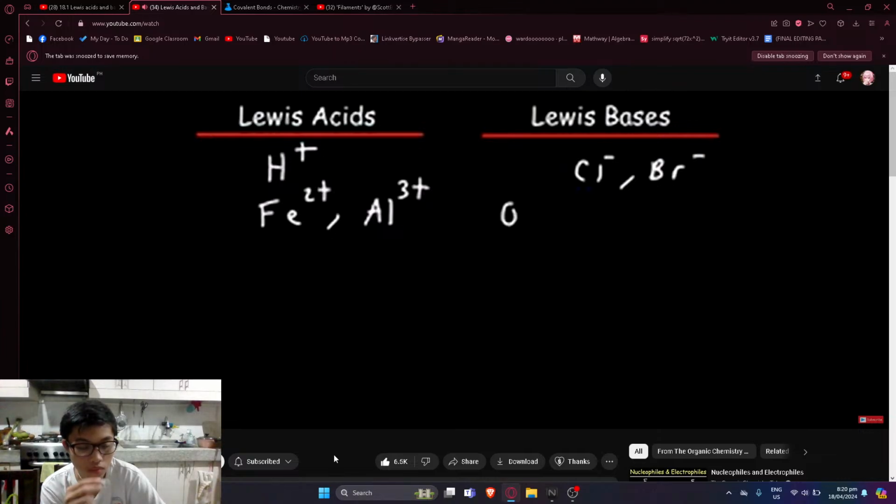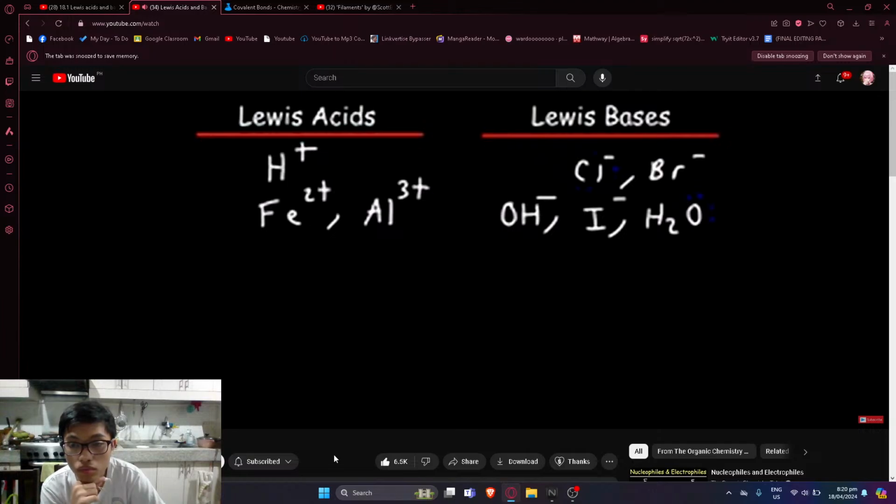Some other examples include hydroxide, iodide, water is a Lewis base. Water can act as a Lewis acid too, but it can behave as both. It can accept a pair of electrons, or it can donate a pair of electrons.